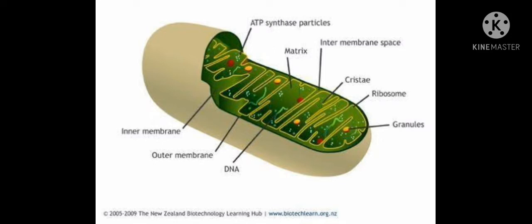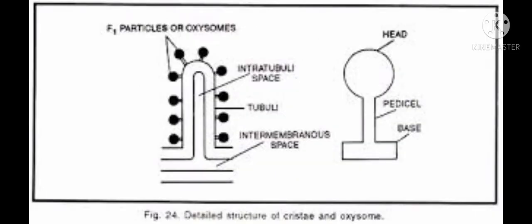So what exactly are these particles? See here the structure, can you see? It consists of three parts: the base, the stalk, which is the pedicel, and the head. The base is attached to the inner membrane of the mitochondria, that is F0, and the pedicel, the stalk, is attached to the head and the base of the oxysomes. So this is the structure which has base, stalk and head. These are the main parts of oxysomes.